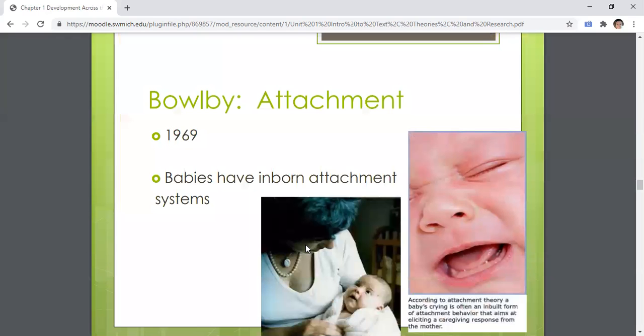Another attachment theorist is Bowlby, and we'll talk about Bowlby. Bowlby was a nature theorist, and he believed that babies had inborn attachment systems, things that will draw adults to them and things that will keep adults near them. So we'll talk about that view of attachment.